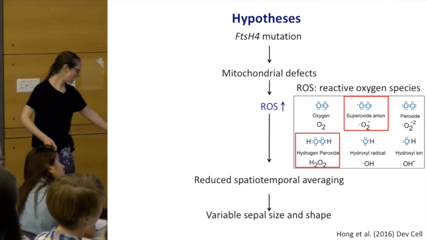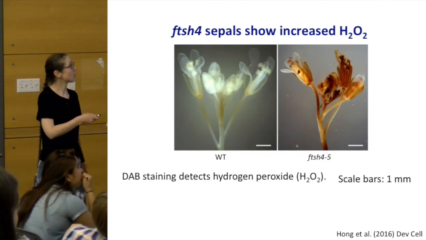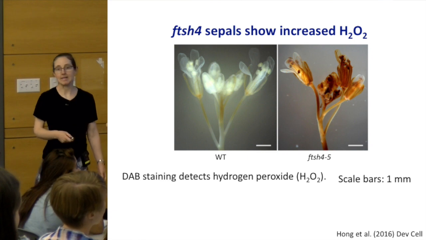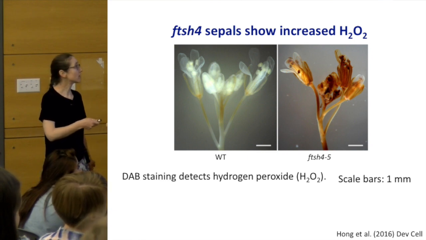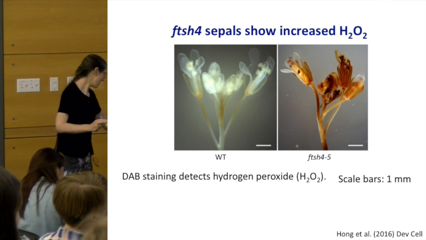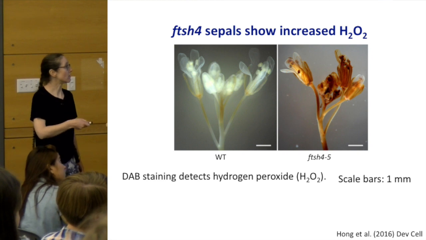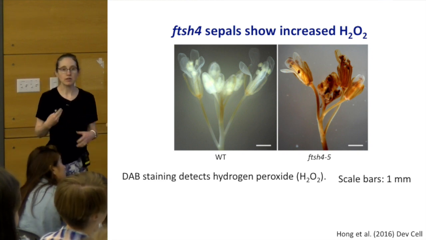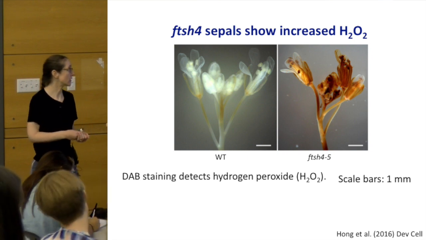So Leland looked, are these increased? She did staining for hydrogen peroxide. So here's wild type, here's FtsH4. Yeah, it's up. It's way up. Okay, so they clearly have too much hydrogen peroxide. Then she did staining for superoxide, and again, it's definitely way up. So these plants do have too much reactive oxygen species because their mitochondria are affected.